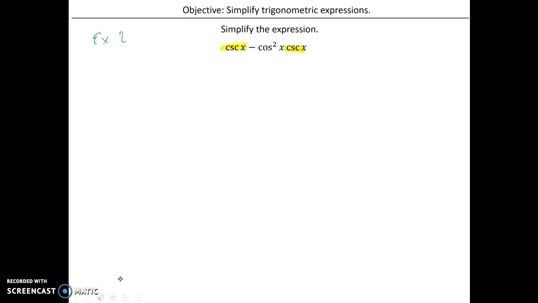And so what I'm going to do is what I did in the last video, in the last example, and I'm just going to factor out cosecant of x. So pull out a cosecant of x, and when I do that from this term, I get a 1 minus, and factor out a cosecant of x here. I'm left with cosine squared of x. Okay, so I factored.